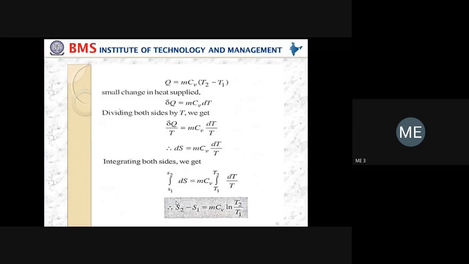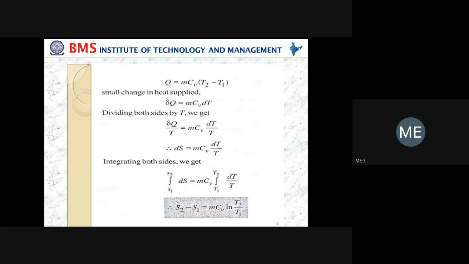Can you tell what is the work done during constant volume process? What is the work done during constant volume process? Zero, sir. Anybody? Zero. Okay, like that you have to remember. Work done is always zero.